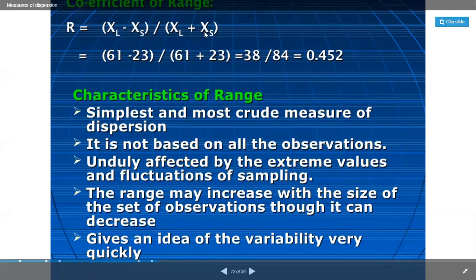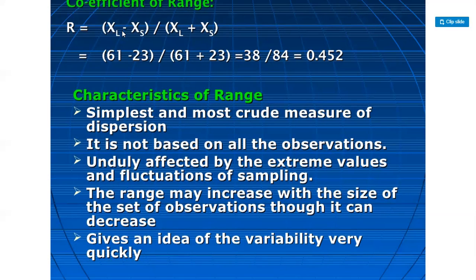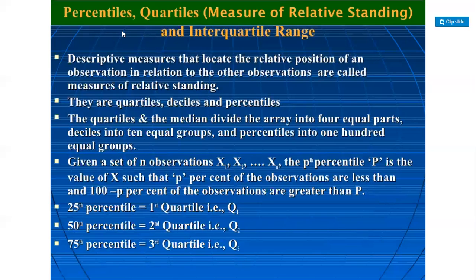Here, if you want to find the coefficient of range, it is large minus small divided by large plus small. The large minus small we got is 38, and the large plus small we got is 84. So 38 divided by 84, the answer is 0.452. The coefficient answer usually comes out less than 1. If it comes to 1, it means it is complete, so most probably the answer is less than 1.